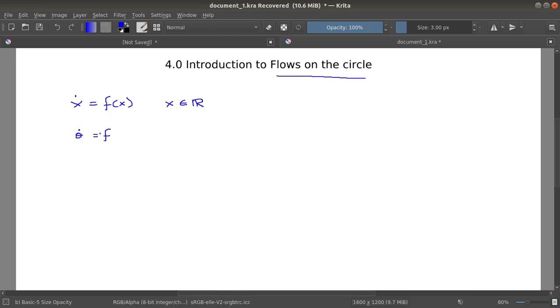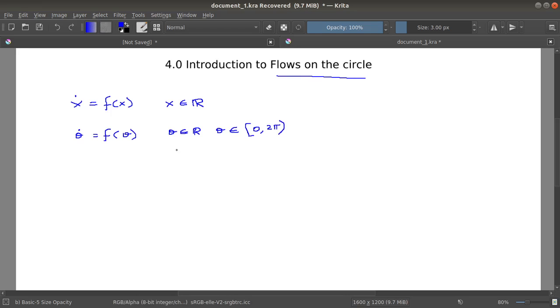With theta dot equal to some function of theta, and again theta is in real space, but it can take any value between, let's say, 0 and 2 pi. So it belongs to [0, 2 pi). One side it's closed, one side it's open.